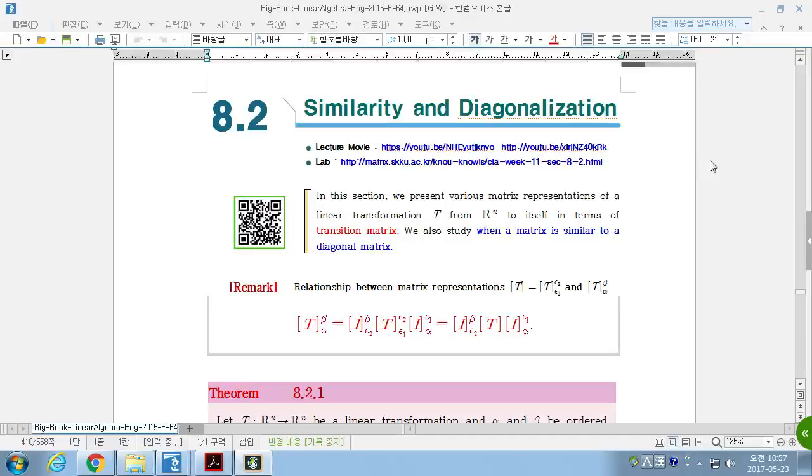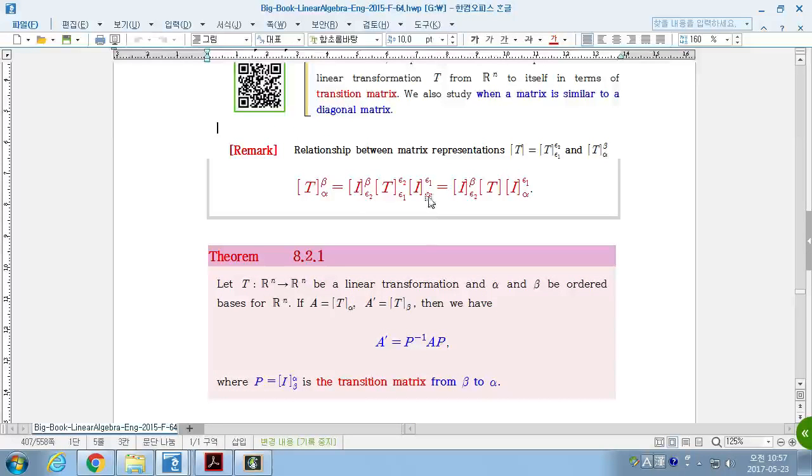Okay. Section 8.2, similarity and matrix diagonalization. In this section, we review various matrix representations of a linear transformation T from Rn to Rn in terms of the transition matrix. Then we study when a matrix is similar to a diagonal matrix. And this is a relationship that we have learned here.